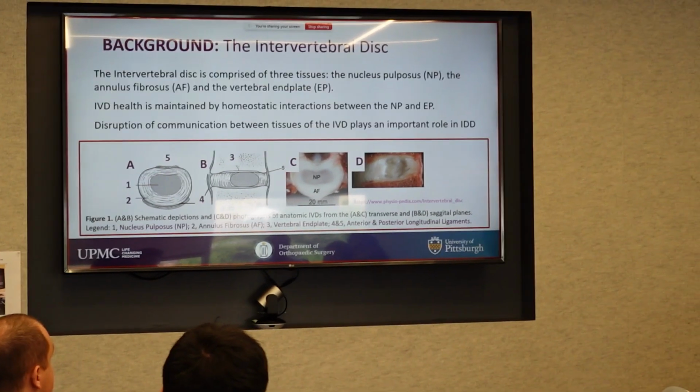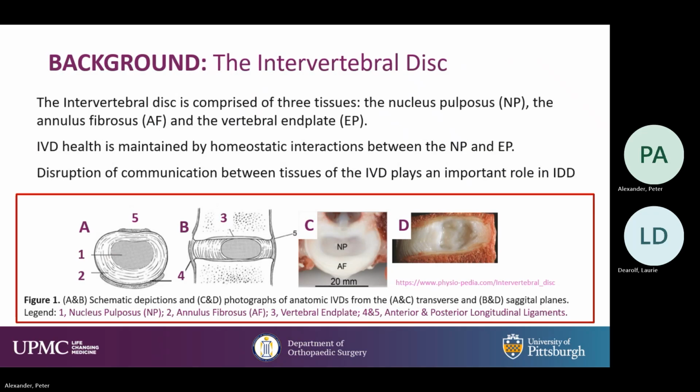Intervertebral disc health is maintained by homeostatic interactions between all these tissues, and we're going to specify here the nucleus pulposus and the end plate. Disruption of communication between tissues of the IVD plays an important role in the development of disease in this tissue. And I'm going to give you a figure here that defines what these things are.